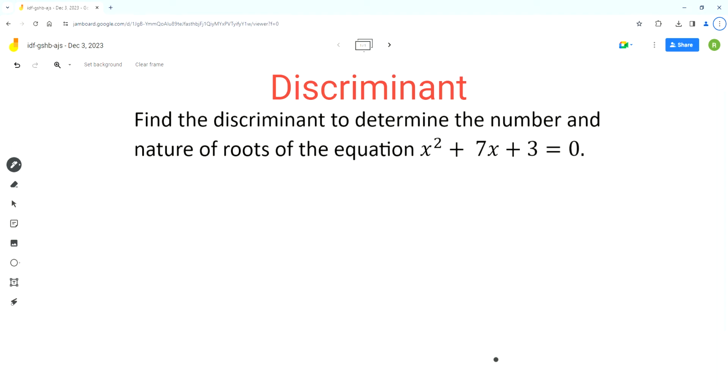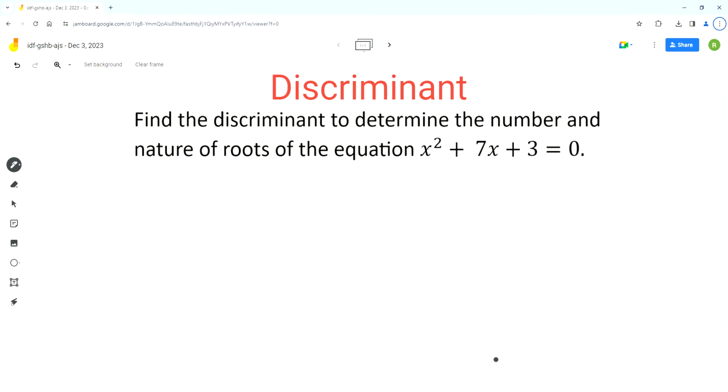Hello everyone. So in today's video, we'll use the concept of discriminant. As you may know, discriminant is a concept that's used for quadratic functions. It is used to find the number and nature of roots a quadratic equation has. A discriminant doesn't tell us what the roots are, but we only get to know the number of roots and what is the nature of those roots.